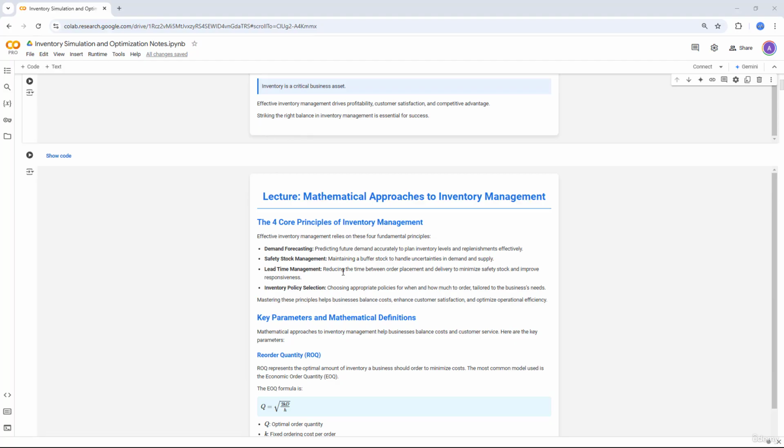The first is demand forecasting, and this is all about predicting future demands accurately to plan your inventory levels and replenish them effectively. So, for example, if you are selling an ice cream related product, the demand for that product will vary across different seasons. So it is expected to go up in summer and it is expected to decrease in the winter.